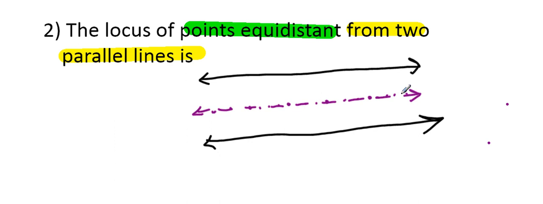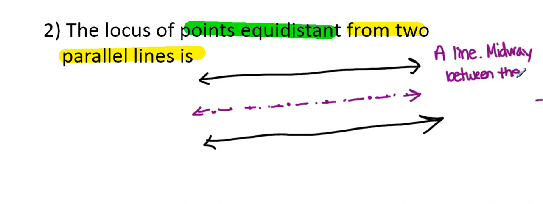And now I need to describe it. So first things first, what geometric shape was it that I drew? Well, that's pretty simple. It's a line. And now I need to describe that line. I'm going to use the word midway. Midway between the given lines. And it's also parallel to the given lines.